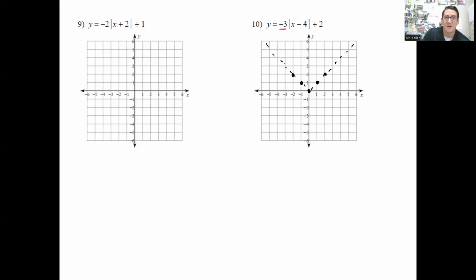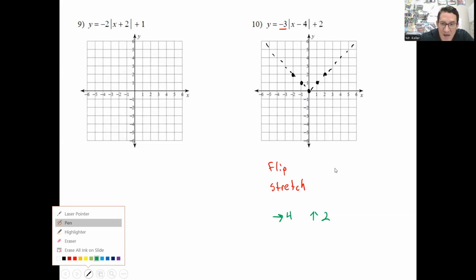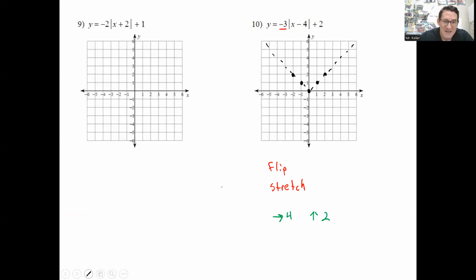There is here the -3, the negative flips it. We're multiplying by 3, so that's going to stretch it. And then the -4 plus 2 is going to shift it to the right 4 and then up 2. So first thing I'm going to do is the flip and the stretch. And I'm actually going to think of that as a slope. So the slope is going to be -3.